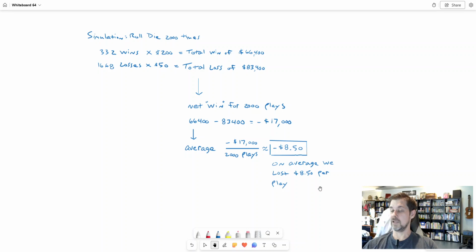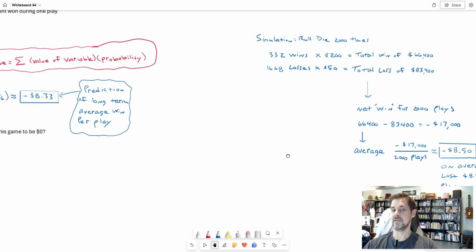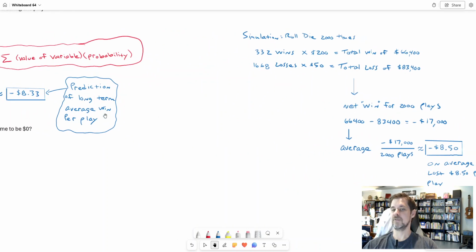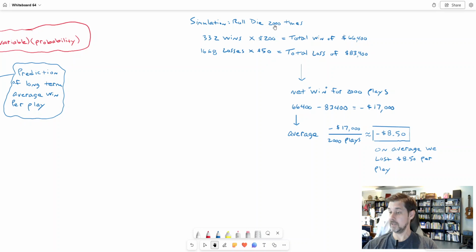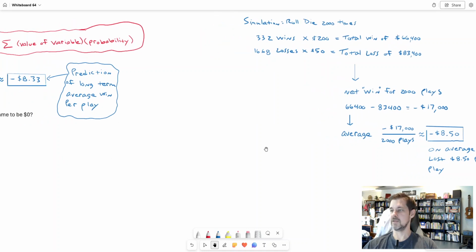Now, on no one play did we lose $8.50. We either lost 50 or won 200. But if you average that out over all the plays, that's what it turned out to be. Now, do you see these numbers are close? The prediction was that if you play for a long time, this will be about what your average win per play is. And then here I simulated rolling the die 2,000 times, and on average we actually did lose $8.50. Those numbers aren't equal to each other; they're close, but they're not the same. How do I explain the discrepancy?